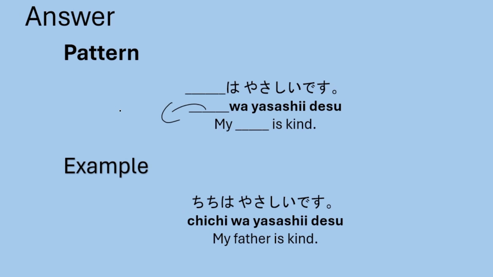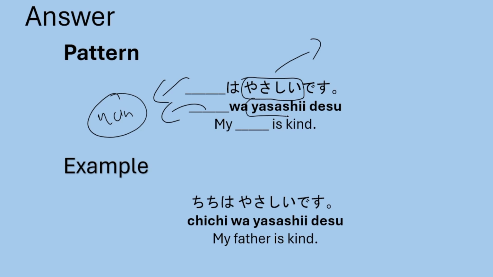You have to add the noun here, related to whoever they are asking about. And if you see this, yasashii means kind. You have to add the quality here, the quality of the person you're talking about, their adjective, and the noun in the front, and you will get the sentence. Chichi wa yasashii desu. My father is kind. So this is how you talk about someone's personality, how they actually are.